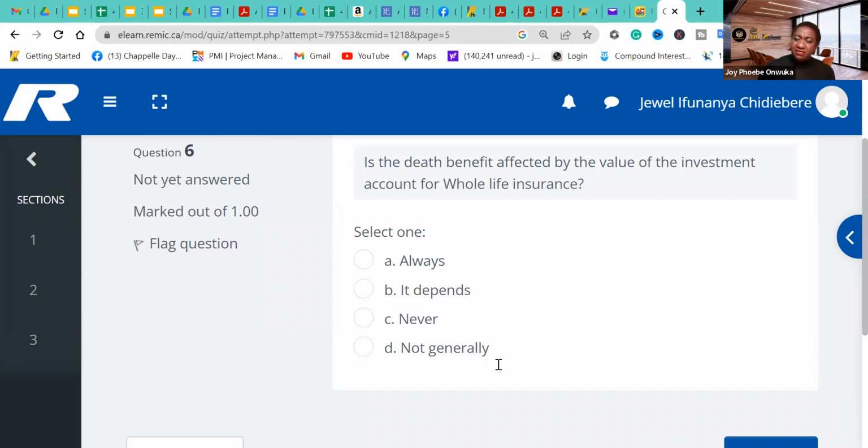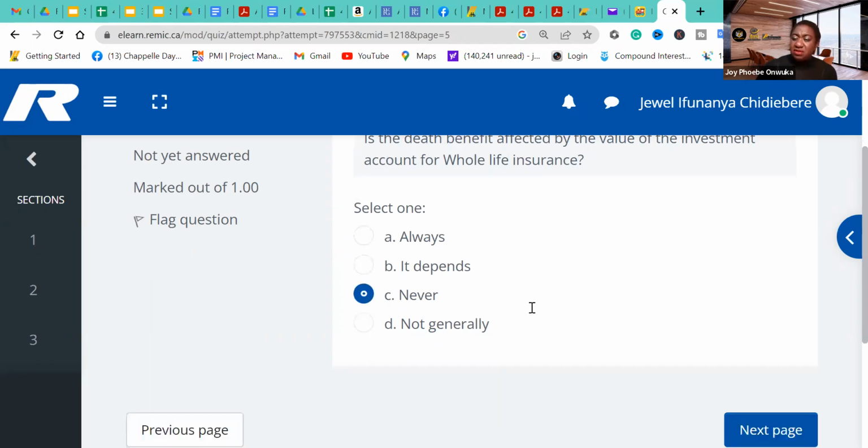Is the death benefit affected by the value of the investment account of the whole life insurance? You see, when we're comparing whole life and this thing, we see that the death benefit is not affected. I'm going to go with never. All right?